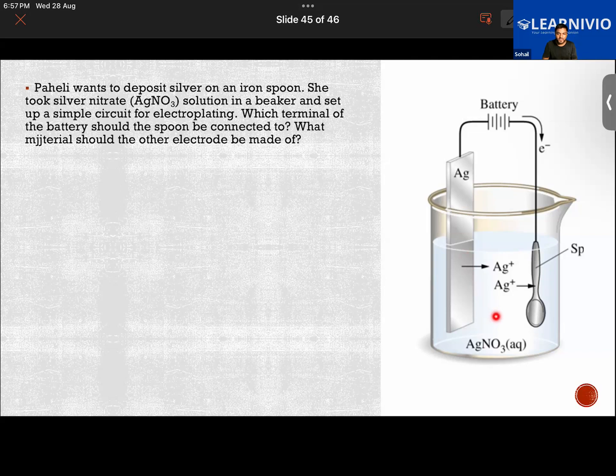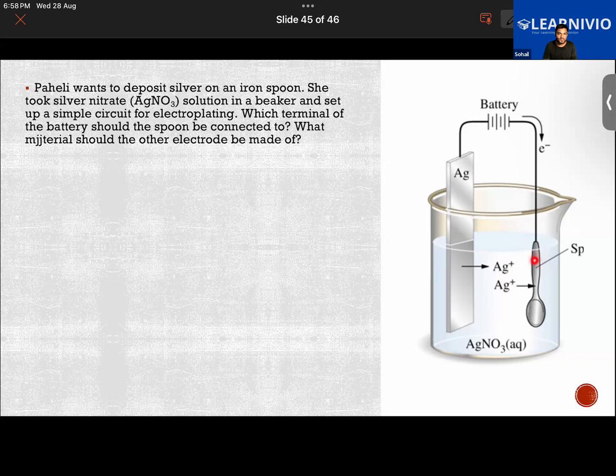In the electrolyte, we have made sure that the same metal is also available. Silver is also available in the electrolyte because that is one of the criteria for electroplating: the metal which has to be coated should also be in the electrolyte. So we have taken silver nitrate. Furthermore, we have learned that the material over which electroplating has to be done, here a spoon, is always connected to the negative terminal of the battery, and thereby that will be the cathode, isn't it?